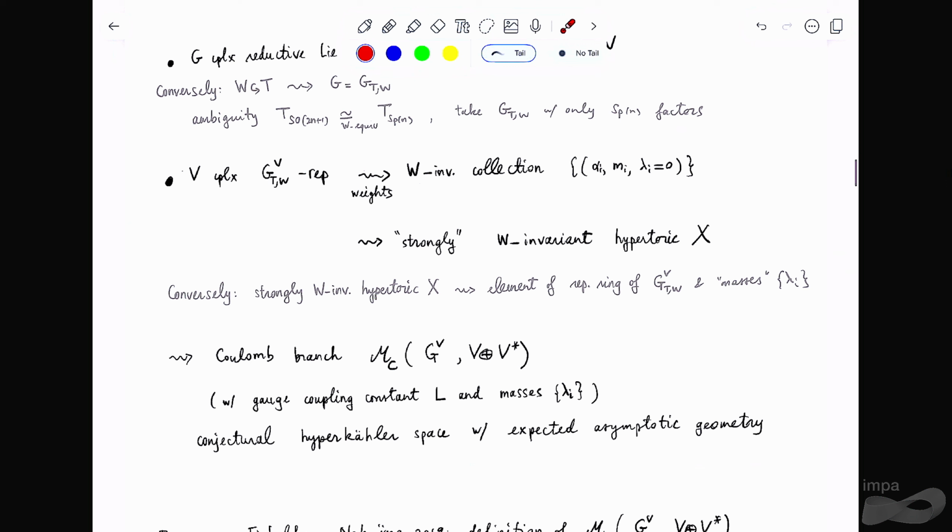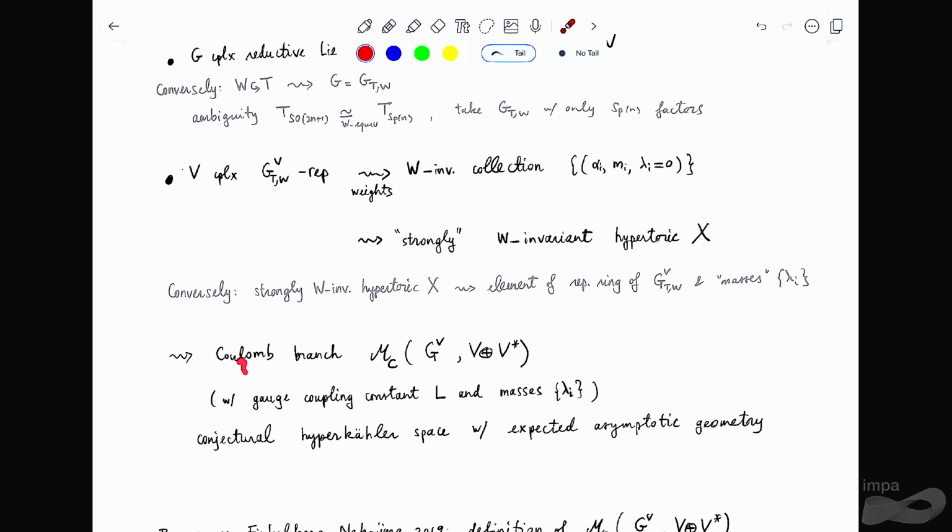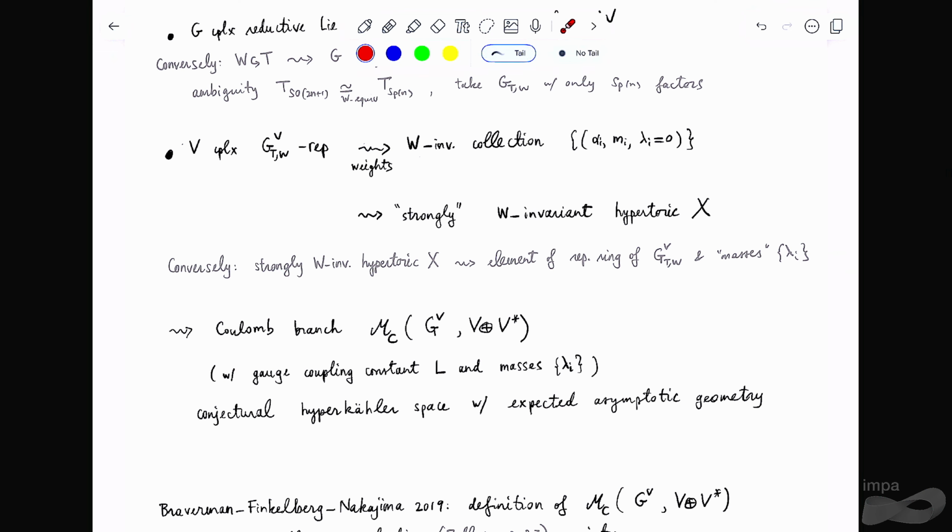So physicists, from this data, have this conjectural hyperkähler space associated to the group and the representation. In our construction there's also this parameter L that determines the metric, that should be related to the gauge coupling constant on the physics side, and then there's the possibility of turning on masses, which corresponds to choosing this level set of the moment map to be non-zero.